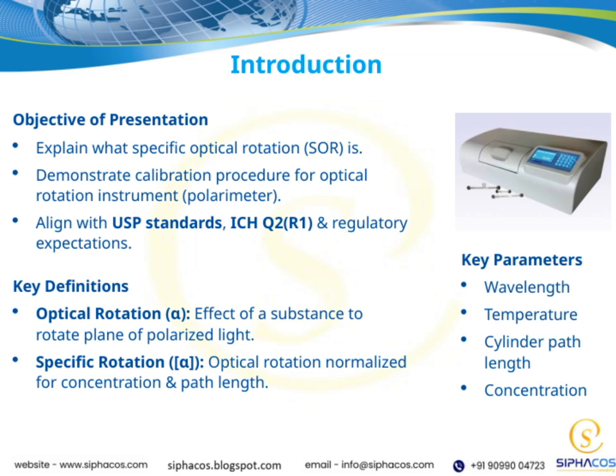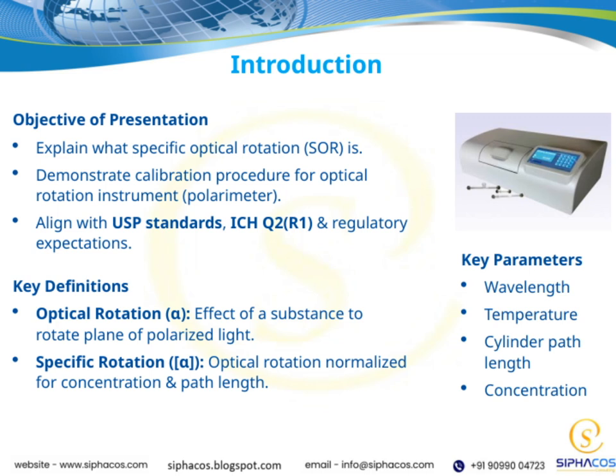The cylinder path length, or the length of the tube through which the light passes, directly impacts the measured optical rotation. Longer path lengths typically increase the rotation effect. And then there's concentration, which influences how much the substance affects the polarized light. Higher concentrations generally lead to larger rotations, but it's important to measure and control this carefully.